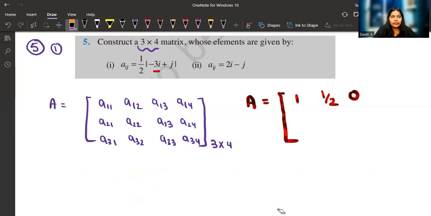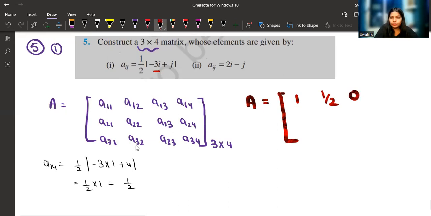So I'll do one thing. I'll take a smaller bit so that I can write down more entries. So what is A14? A14 is going to be 1 upon 2 times the modulus of minus 3 times i, which is 1 only, plus j, which is 4. So now this will become half, modulus of minus 3 plus 4, that is 1, plus 1. So it is going to be 1 only. So it is 1 upon 2. So this entry is 1 upon 2.